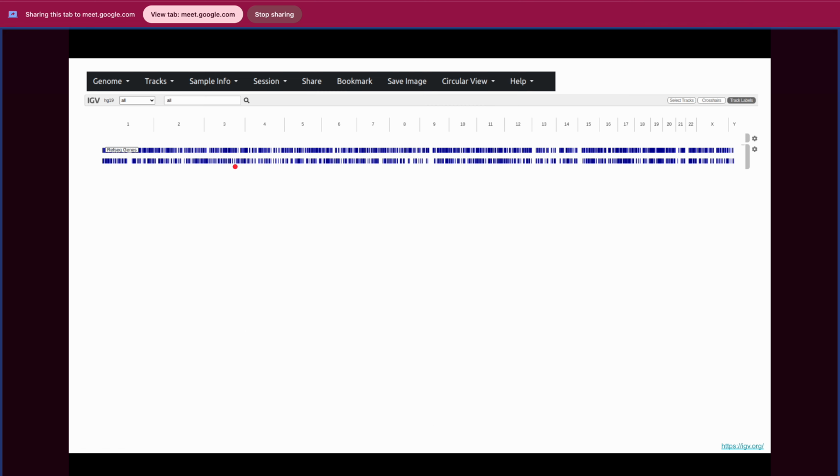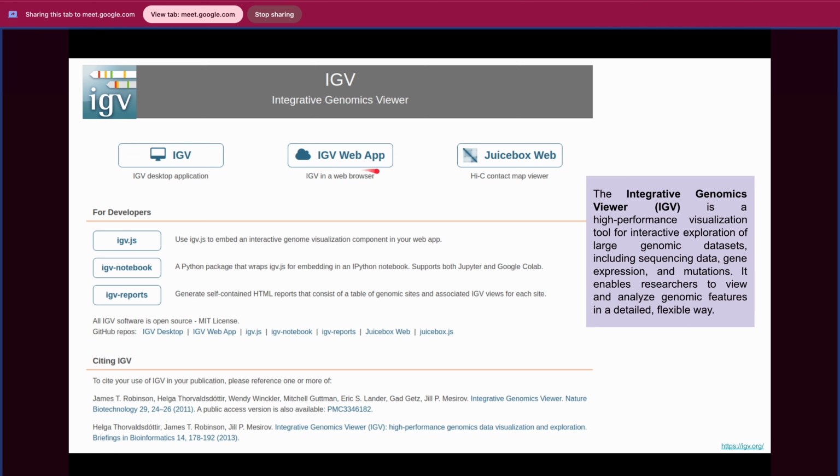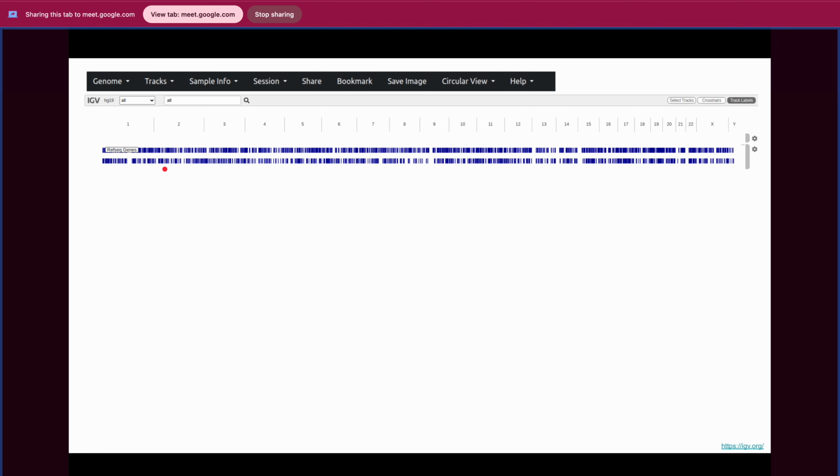So firstly, if you open IGV by clicking on the web app, then the home page will appear like this, in which firstly it will mention all the menus, starting with genome. In this case, you can select the genome builds, then tracks, sample info, sessions. You can share it. You can also put it in the bookmark. You can also save the image. For example, if I'm exploring chromosome number 5 and all the genes present in chromosome number 5 are shown here, I can simply save that image instead of taking a screenshot.